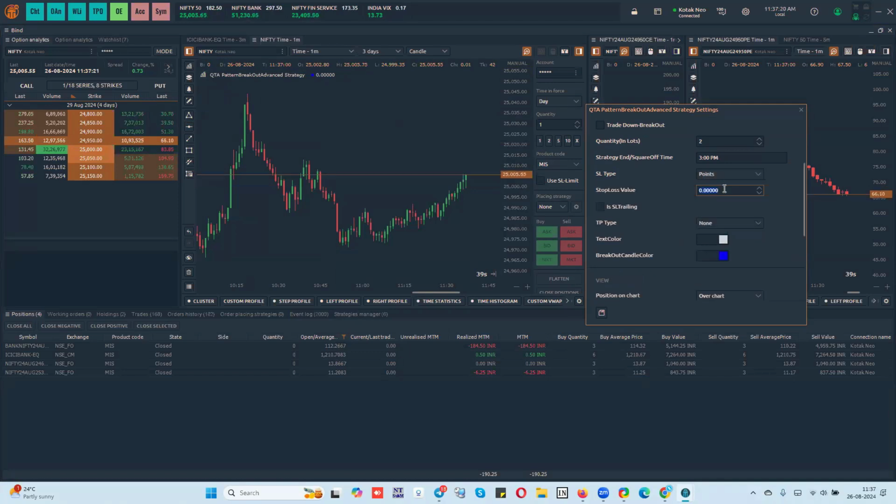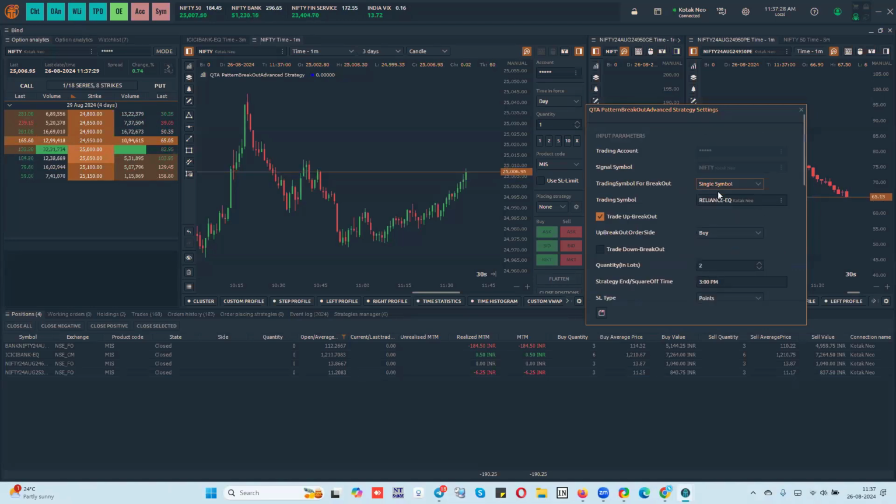I will take 3 points. Trailing, I will enable. I will use 3 points as take profit as well. So I've selected single symbol, which is going to be my Nifty spot as my benchmark for the pattern breakout, and it will take a trade in Reliance.